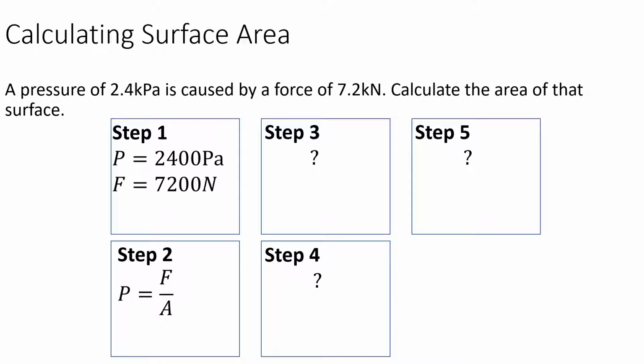A pressure of 2.4 kilopascals is caused by a force of 7.2 kilonewtons. Calculate the area of that surface. Step 1, write down what we've got in SI units. Step 2, write down your equation, and you complete steps 3, 4 and 5 in your books.